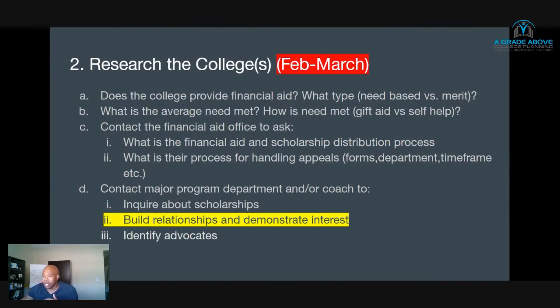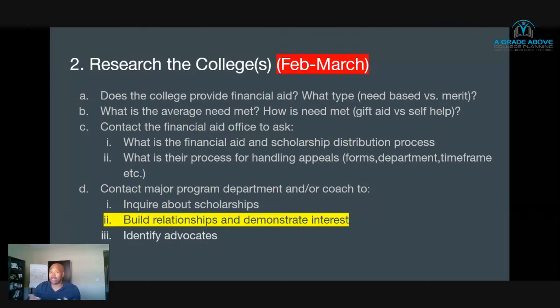The second thing you want to do is research the colleges in question, or the college that your student may be considering. You want to research that school and get a little bit more understanding of their process. And this is typically done between February and March. So you want to find out, for example, as you see here, does the college provide financial aid?